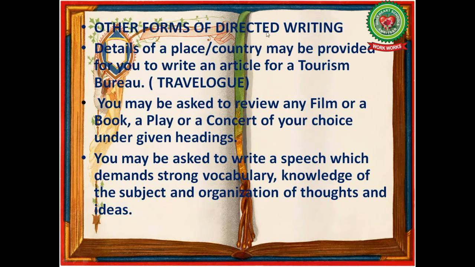The other forms of directed writing which you may get in the question paper are details of a place or a country may be provided for you to write an article for a tourism bureau. That means a travelogue. You will be given the details of any country or any random place and you are to write an article on that. This is called travelogue.